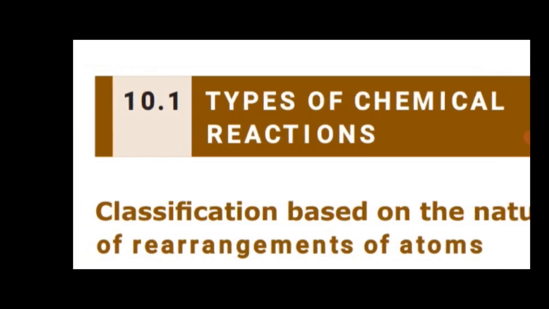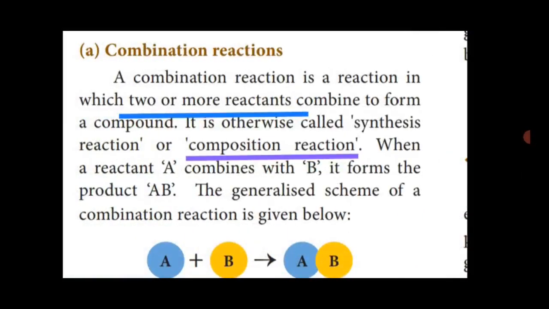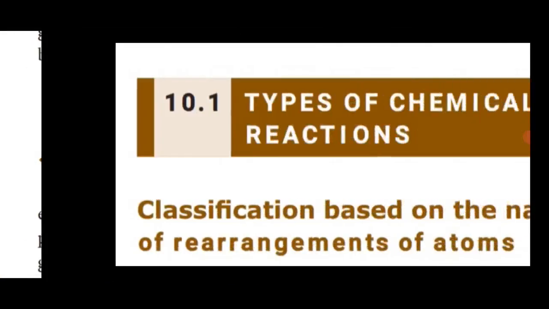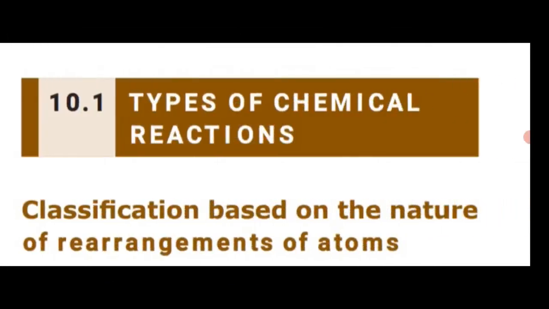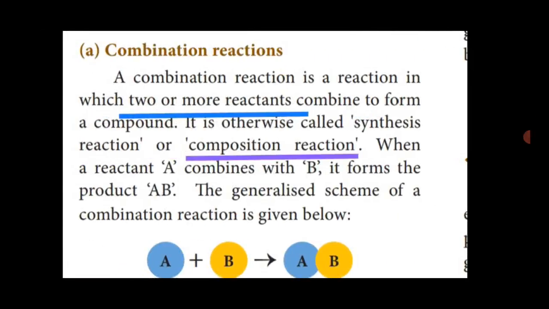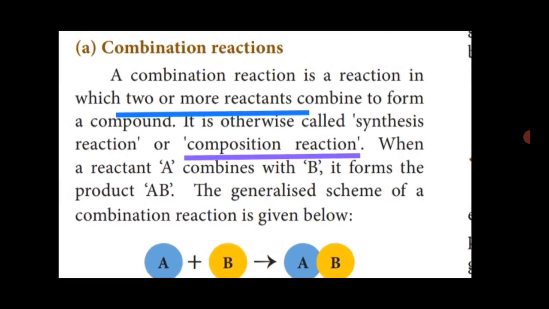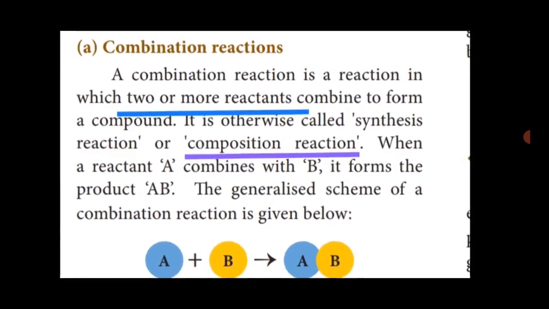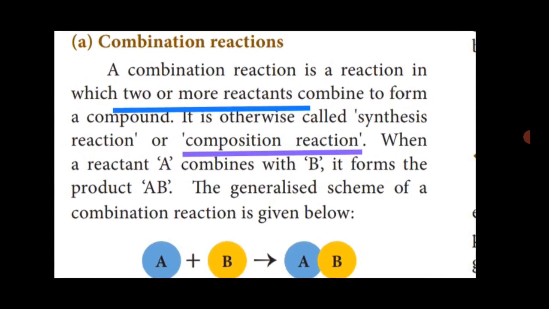The first reaction is combination reaction. This classification is based on the nature of rearrangement of atoms. What is a combination reaction? A combination reaction is a reaction in which two or more reactants combine to form a compound. This reaction is called combination reaction. It is otherwise called synthesis reaction or composition reaction.